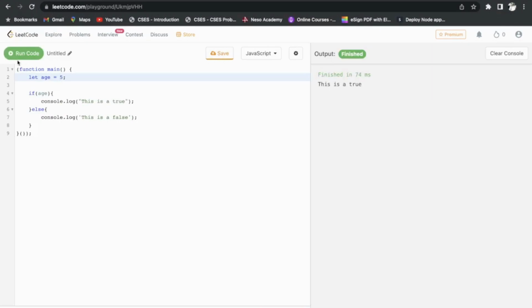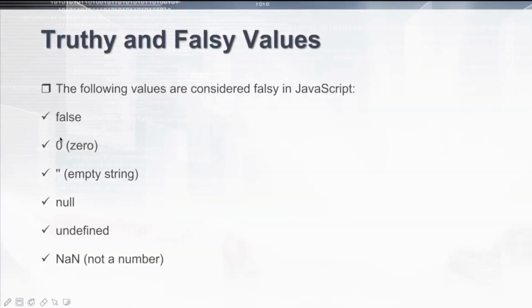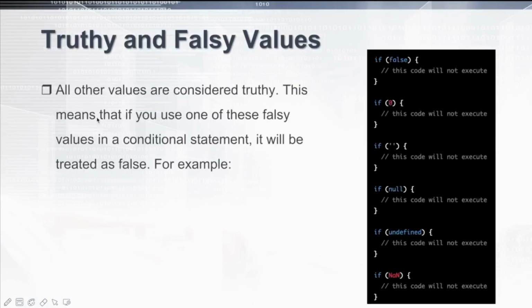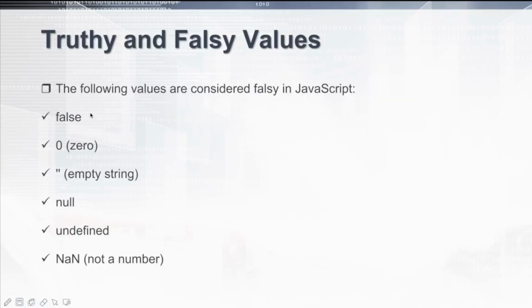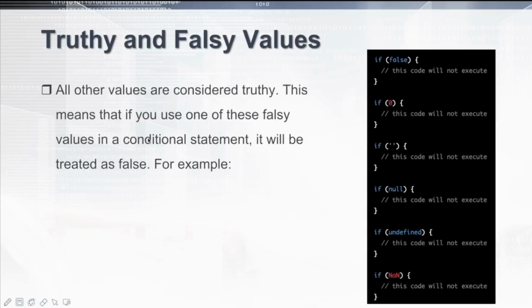If we use a positive number, this is a true. And if we use a string like this, this is a true. So any value that falls outside of this is a true. So you need to take note of that. So all other values are considered truthy. So any value that is not in this range is considered truthy.